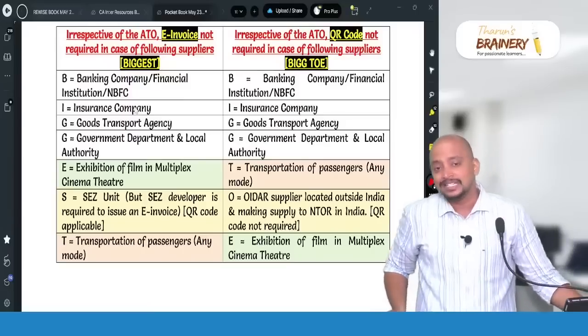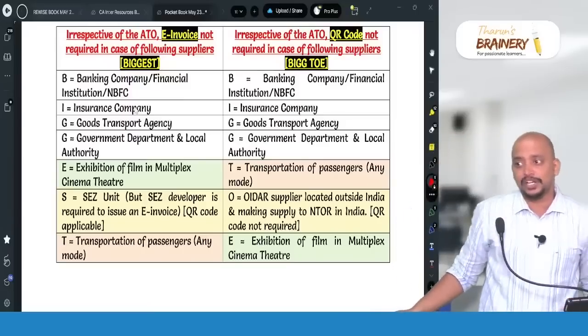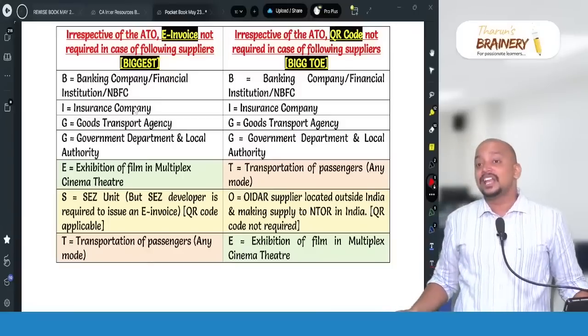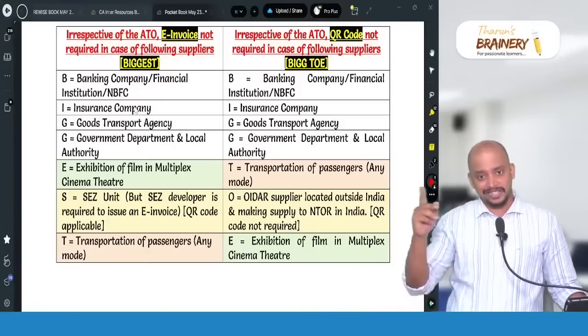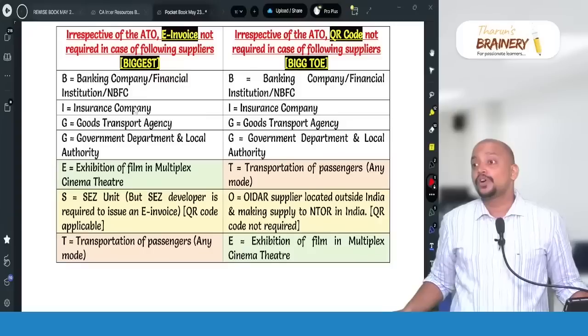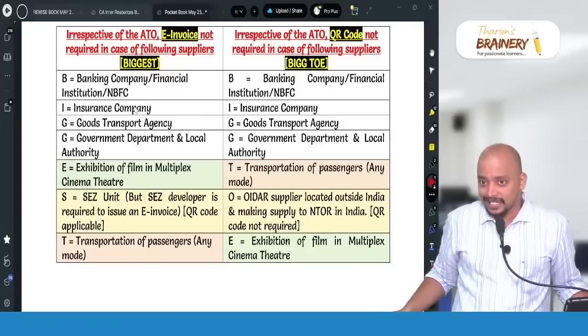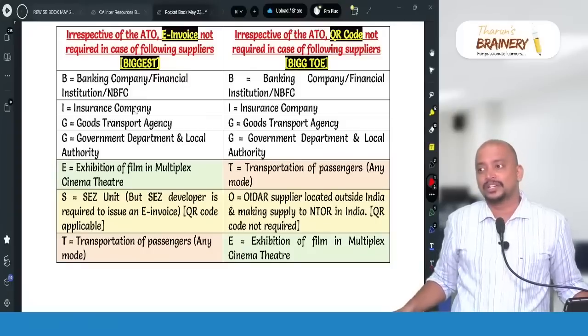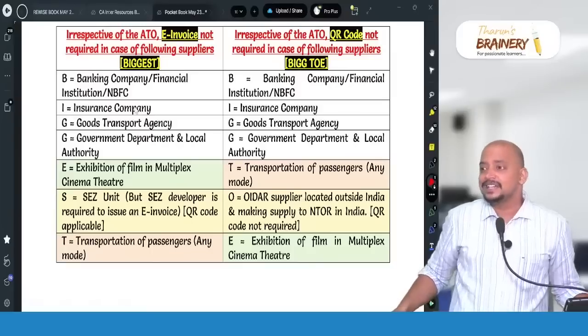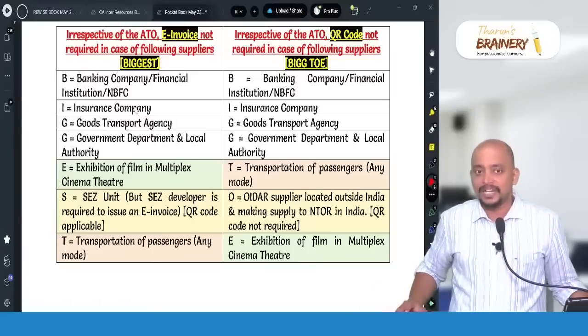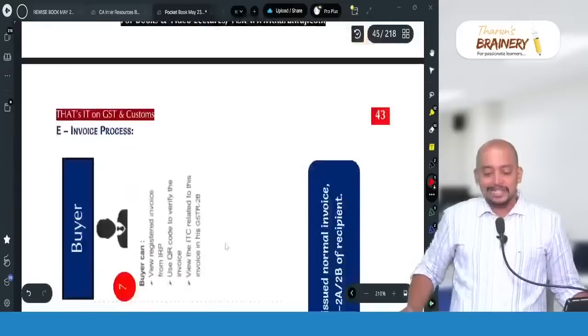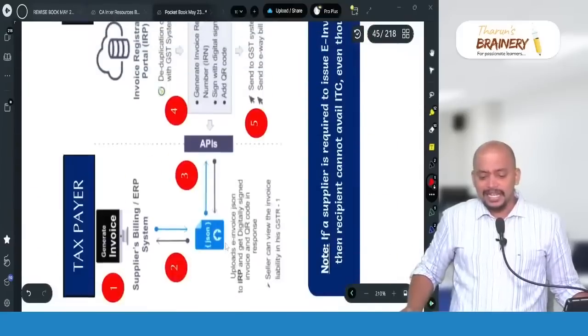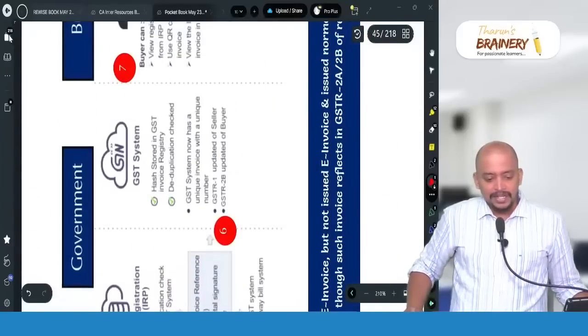G for GTA, another G for government or local authority, and T for transportation of passengers in any mode. O is OIDAR, a supplier located outside India making supply to a non-taxable online recipient in India, and E is also the same, exhibition of film in a multiplex theater. Then this is the e-invoice process.